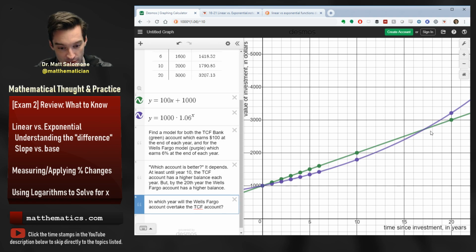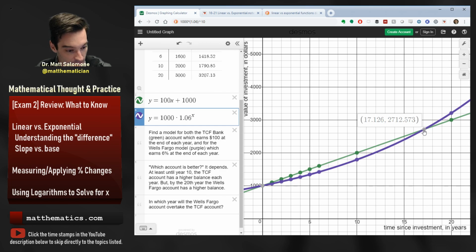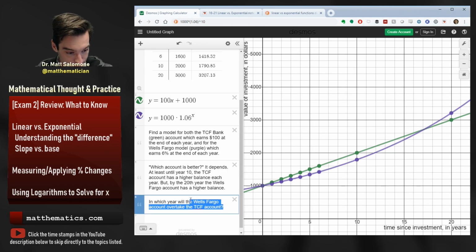According to this graph, at the point at which the Wells Fargo account overtakes the TCF account, the value of those accounts, the amount of money in those accounts, is the Y value. Here it's 2712.573. So let me change the question here. In which year will the Wells Fargo account grow to have, let's say, $2,175 in it? Question mark.